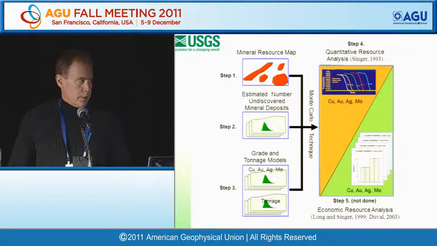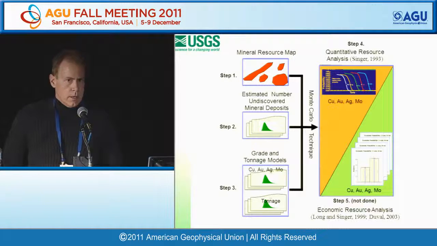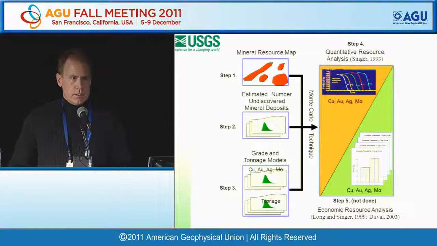There's also a second portion to this under step 5 here that is called the economic resource assessment or analysis. At this present time, though, the USGS has not been pursuing this because there's a series of empirical equations that are outdated.